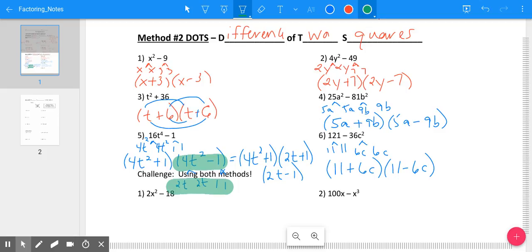So if your answer on your sheet is just this entire thing that I have here, then you just have to extend it another step and get this 2t plus 1, 2t minus 1 to add on. And then number 6, the thing that sometimes people mistake here is they put the 6c first, thinking that the variable has to come first, and that's not true. Make sure that whatever the negative term is here, in this case the negative 36c squared, that has to come after the plus and after the minus, so that we get that negative 36c squared if we were to multiply it back together.